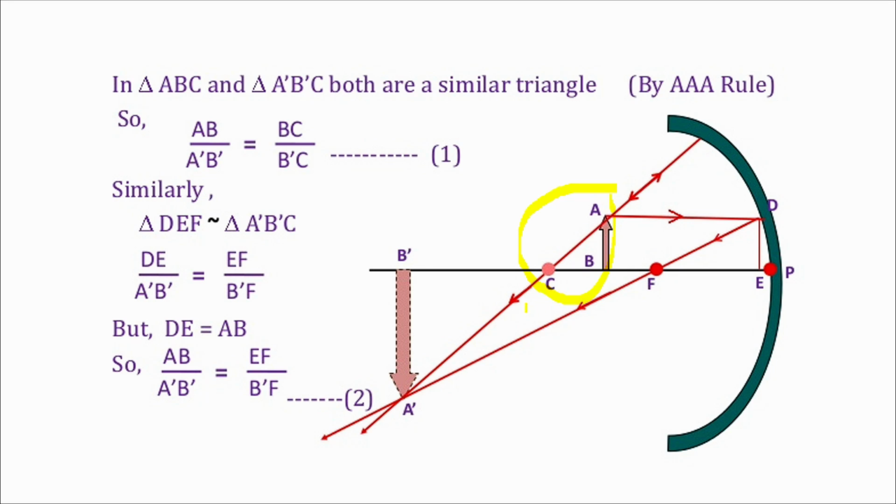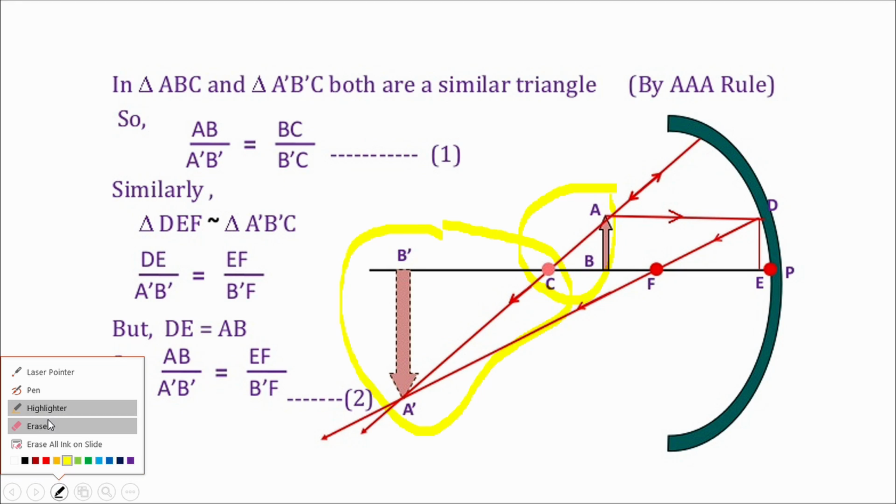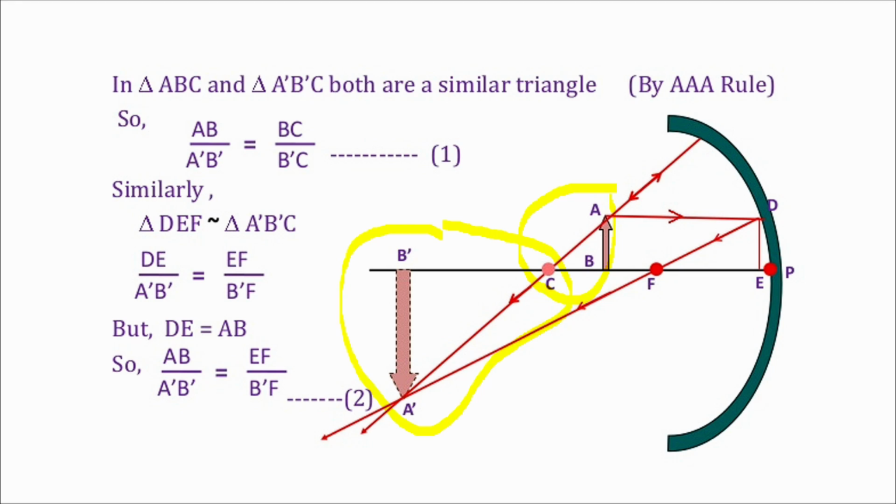ABC, and similarly A dash, B dash, C. These two triangles, both are similar triangles. AB means object height, A dash B dash is image height, equal to BC divided by B dash C. Next, just observe here. I will remove this one.